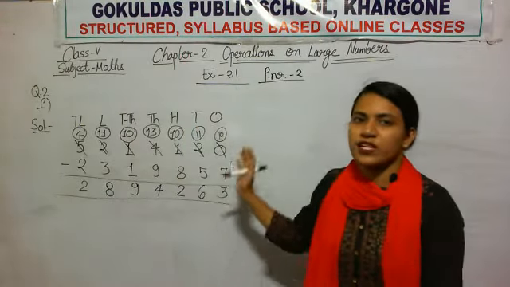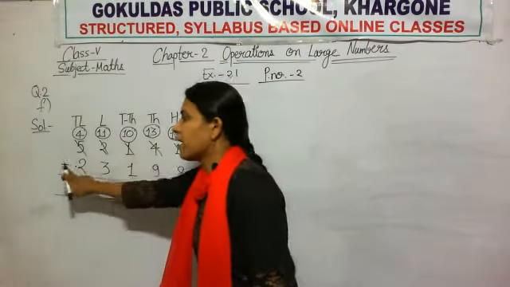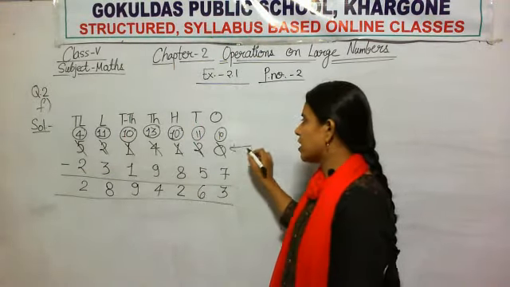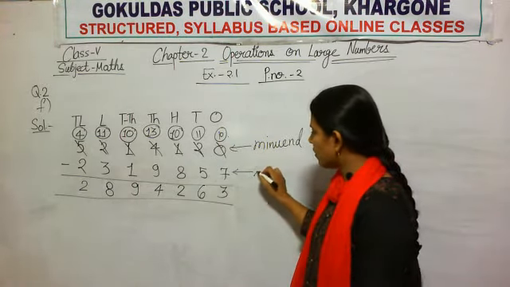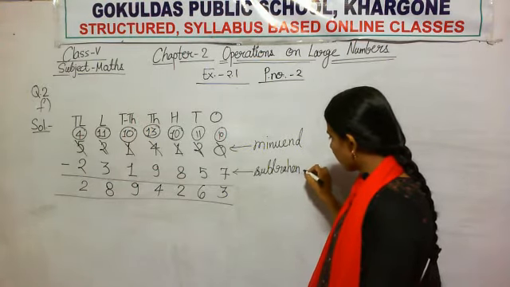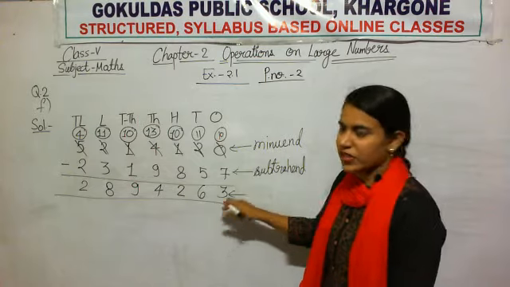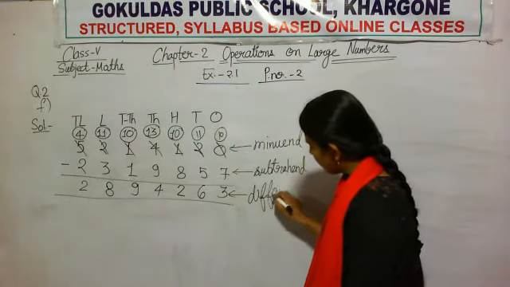What is the process? First arrange the numbers column-wise, then put the symbol and then perform subtraction. Okay. The larger number in subtraction is called minuend. The second number which you want to subtract from the minuend is called subtrahend. And this is your answer of subtraction. The result of subtraction is called difference.